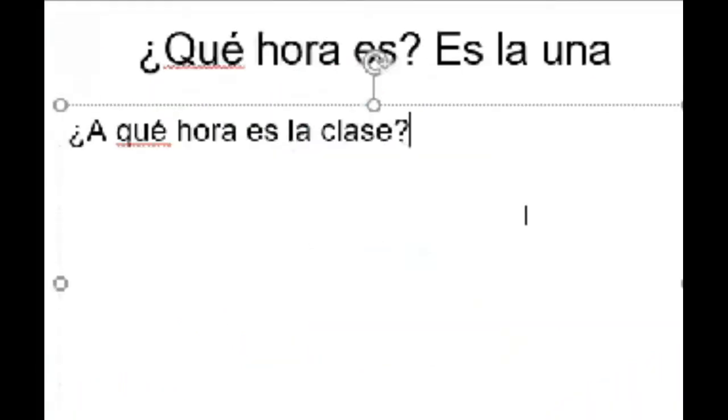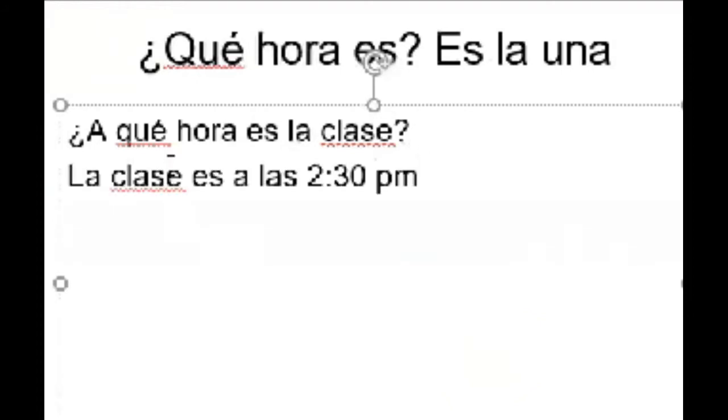¿A qué hora es la clase? This is not asking for the time itself. It's asking for an extra piece of information. It's asking about what time something happens. So, ¿a qué hora es la clase? Let's say that the class happens at 2 o'clock. So, see, notice that there is an extra piece here that you don't have in the question for the time. ¿A qué hora? Think in English about at what time the class is. At what time is the class?